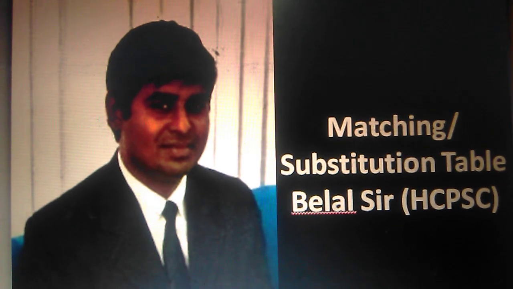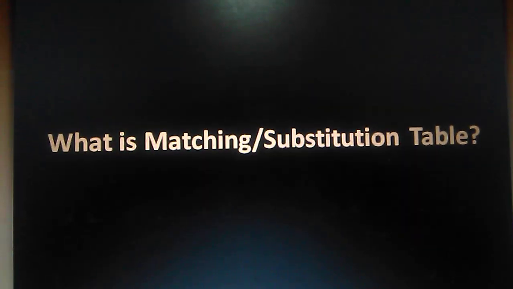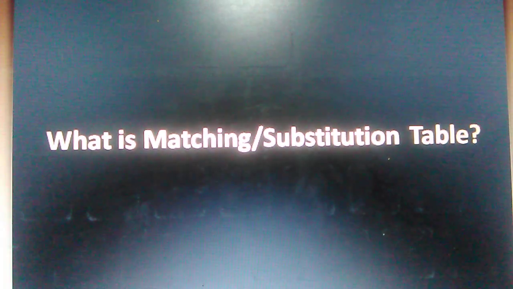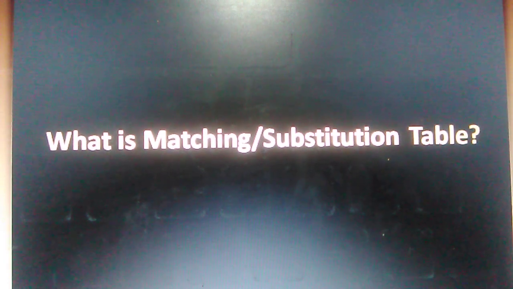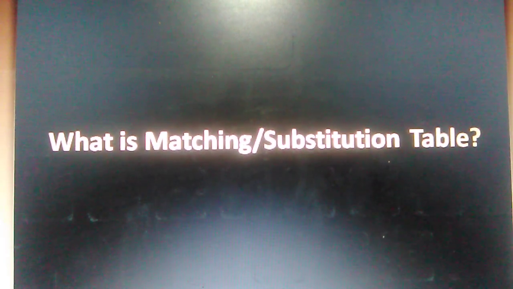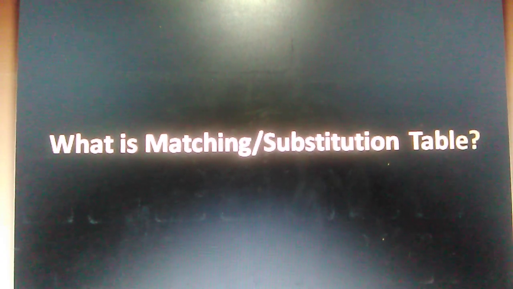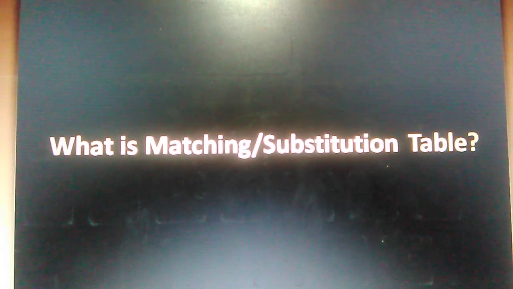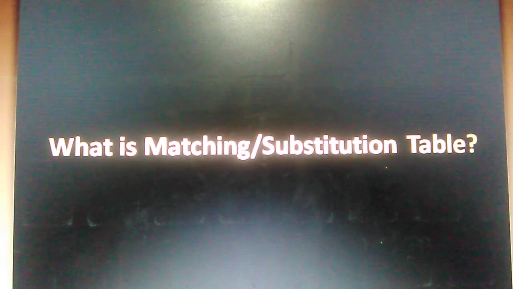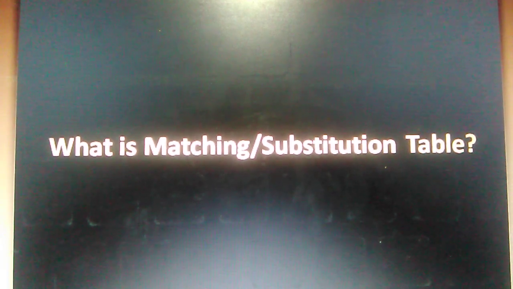So, at first, what is a matching or substitution table? It is a test format that consists of two or three columns with different parts of sentences. Here, column A is numbered, and columns B and C are labeled with alphabets.